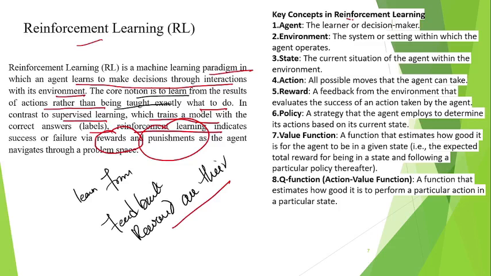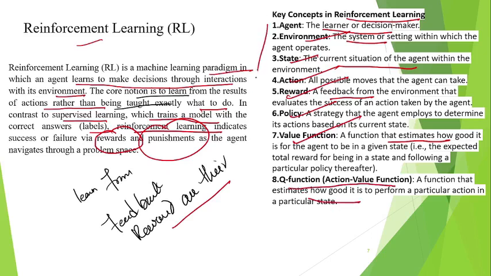The key concepts of reinforcement learning are the agent, the learner or decision maker; the environment, the system or setting in which it is going to perform; the state, the current state of an agent; the action it is going to take; the rewards it gets based on the feedback; and the policy it has to evaluate. Then there is the value function, how well an agent does given a state, and the Q function, the action value function which estimates how good your performance is. These are the key concepts of reinforcement learning. I hope you have already got what you mean by reinforcement learning.